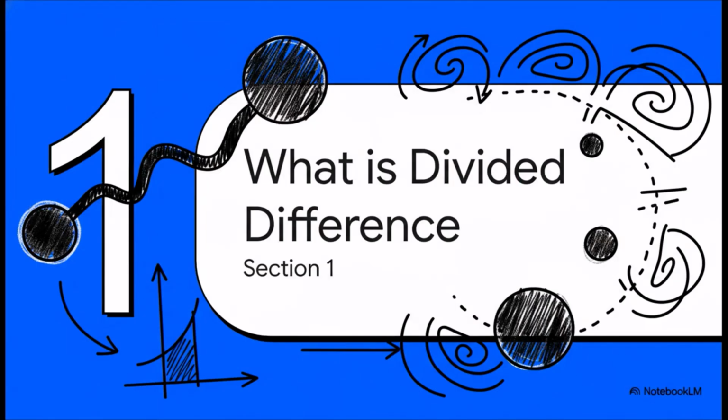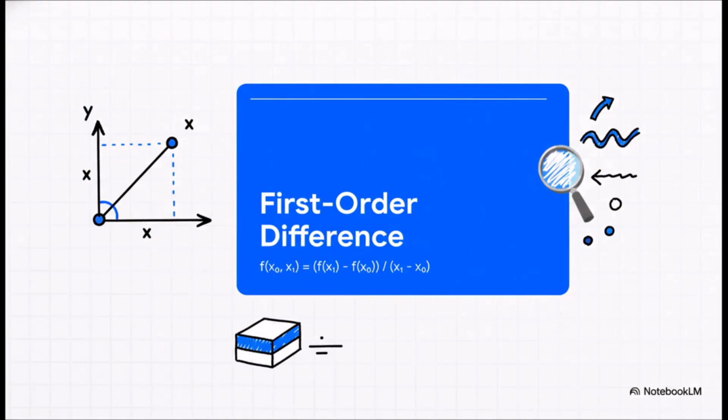Okay, so what is a divided difference really? To get our heads around it, we're going to start super simple, like just 2 points. That's it. All right, so here's the formal definition. Now, don't let the notation scare you off, okay? That f of x0, x1, that's just a fancy way of saying, hey, we're looking at 2 points. And the formula itself, it's just the change in the y values divided by the change in the x values. Does that ring a bell?